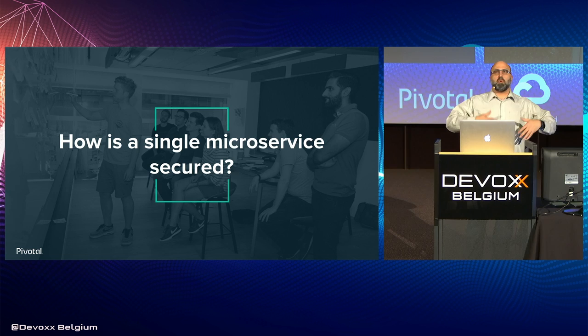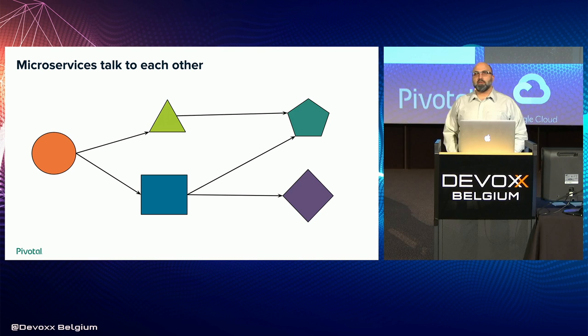So Joe will go into the exact details of how it's implemented. So the first question is, how is a single microservice secured? Our problem is that microservices talk to each other. And if you're the triangle microservice, how do you find out who's calling you and what they are allowed to do?